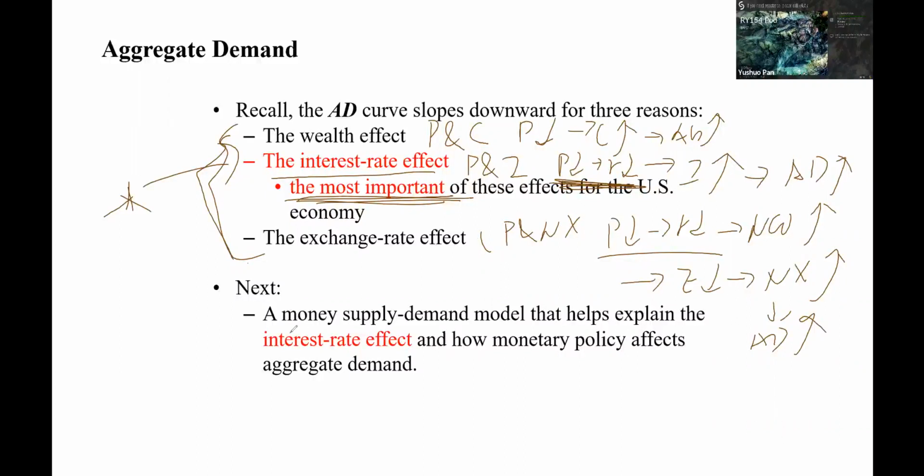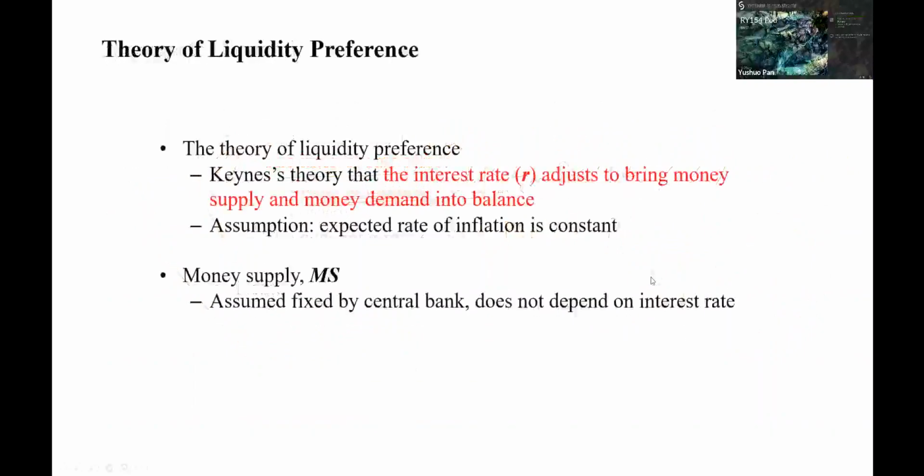So next, what we are going to learn is the money supply and demand model that helps us explain the interest rate effect, because this is the most important effect. So we are going to learn how monetary policy will affect the interest rate, which will affect the aggregate demand curve. The theory of liquidity preference.